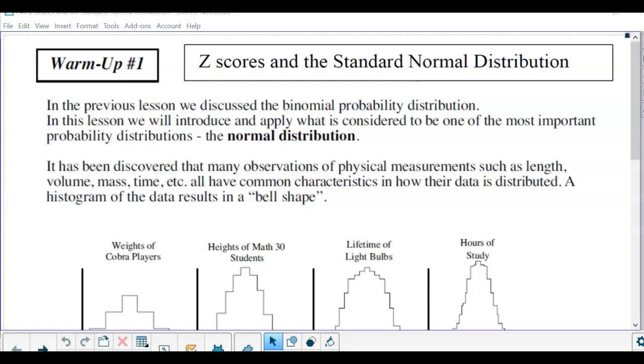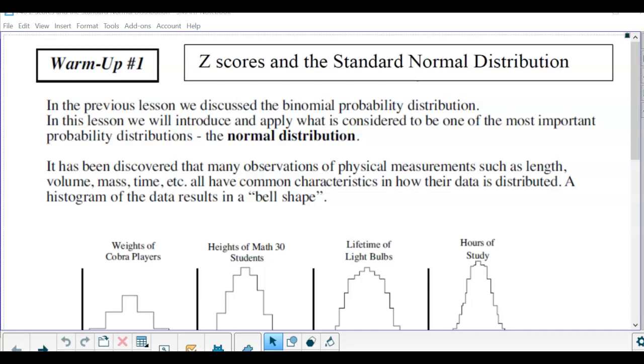Probably you've heard about it with tests in university and stuff like that, the bell curve. Anyone heard that phrase? A couple of you, yeah. So that's what we're going to look at today. What is the bell curve? Really what it's called mathematically is a normal distribution. So that's what we're studying today and tomorrow.